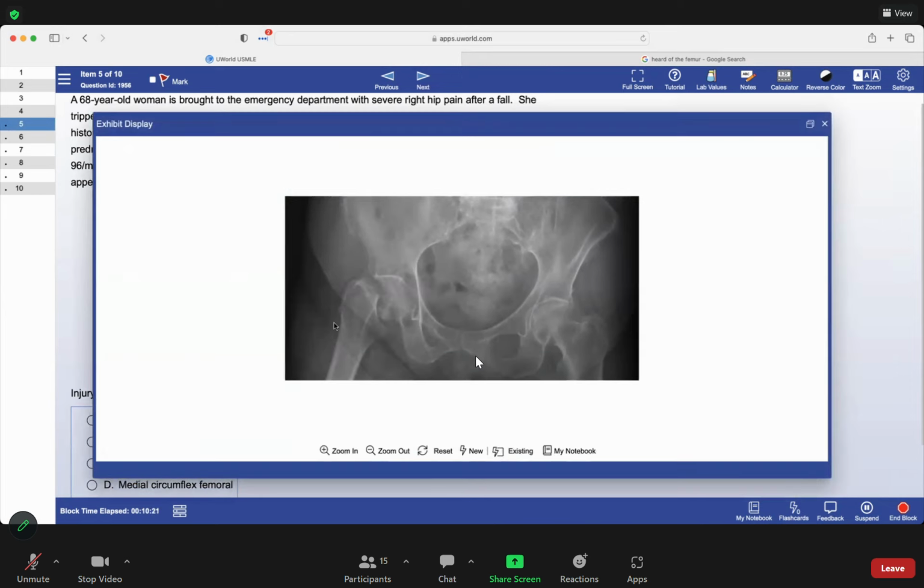First, I want you guys to identify what's abnormal here. Tell me where the problem is. You could use the site. Let's say, for example, this is the right side of the patient. This is the left side of the patient. Where is the pathology? Everybody's typing right femoral head.